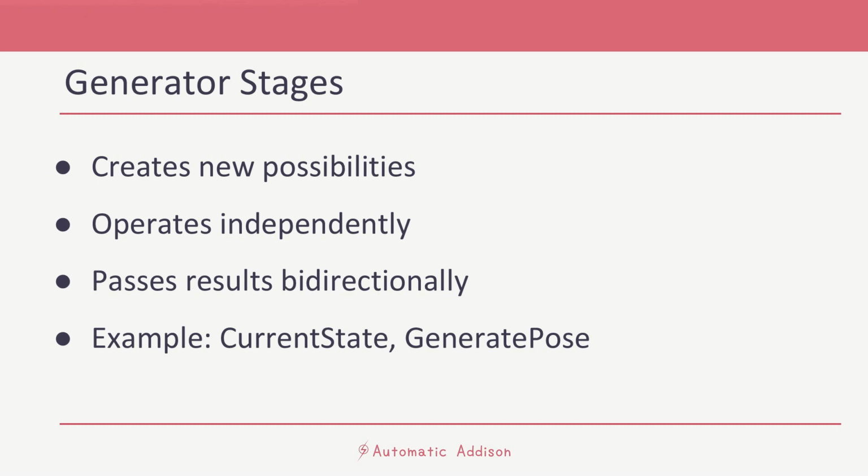The next example is generate pose. Generate pose is another type of generator stage. Generate pose is about coming up with possible positions for the robot's arm or gripper. For example, if the robot needs to pick up an object, generate pose might generate different ways the gripper could be positioned to grab the object. It's like brainstorming potential positions for the robot.